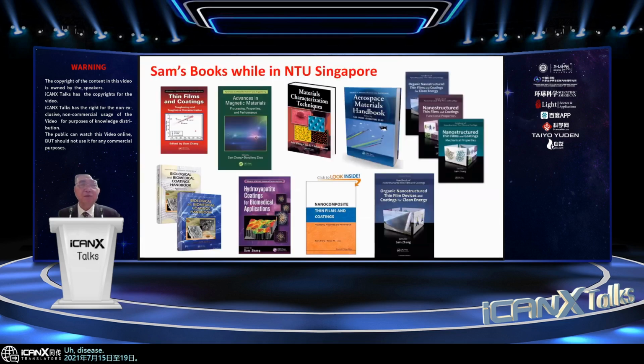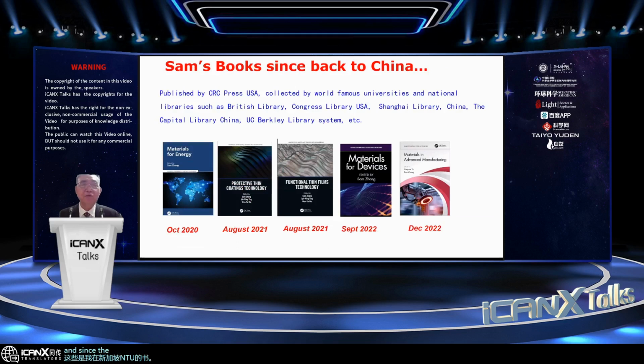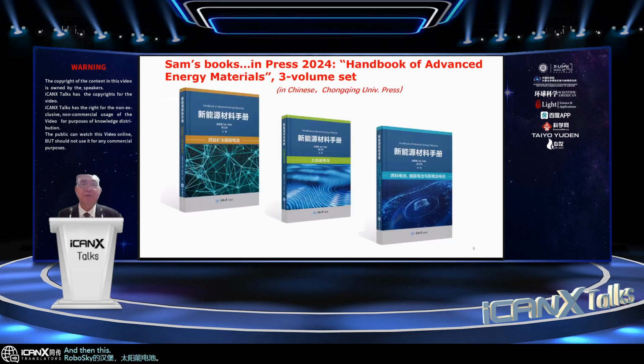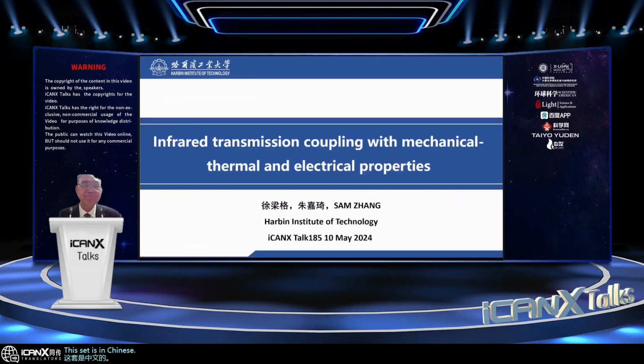And these are my books from when I was at NTU Singapore. Since I came back to China, in the first 5 years I have compiled these 5 books. And now in the pipeline, we have a 3-volume set, Handbook of Perovskite Solar Cells. And then still in the pipeline, there's another 3-volume set, Handbook of Advanced Energy Materials. This set is in Chinese.